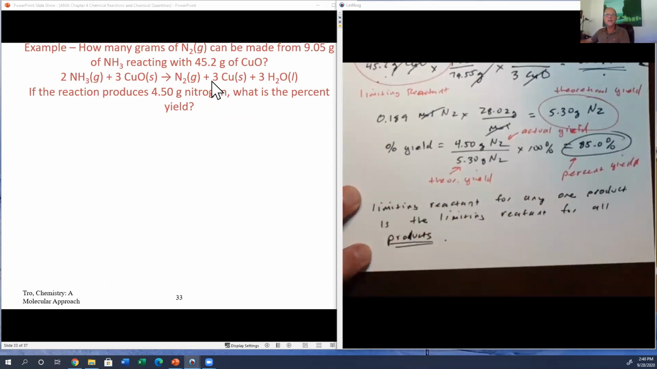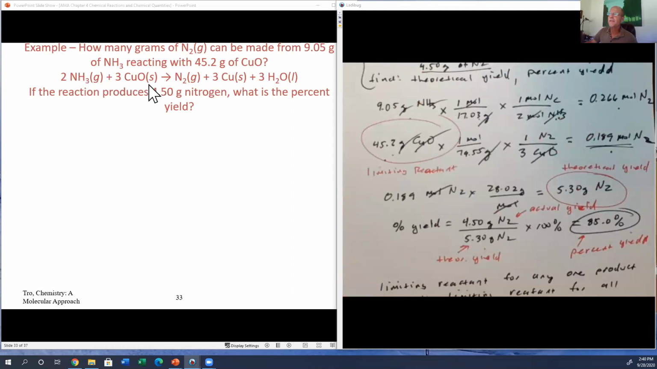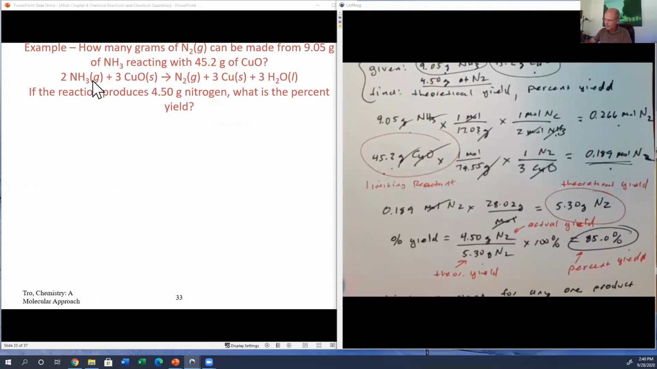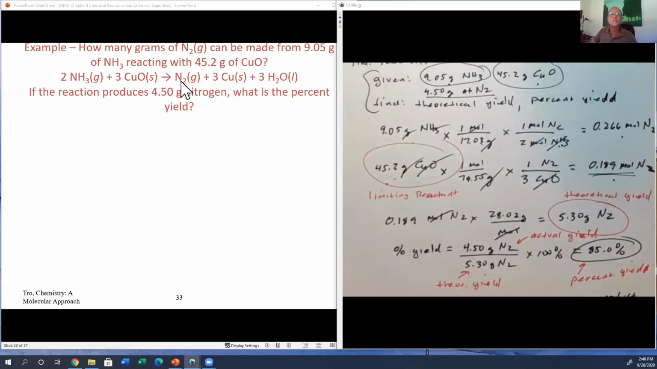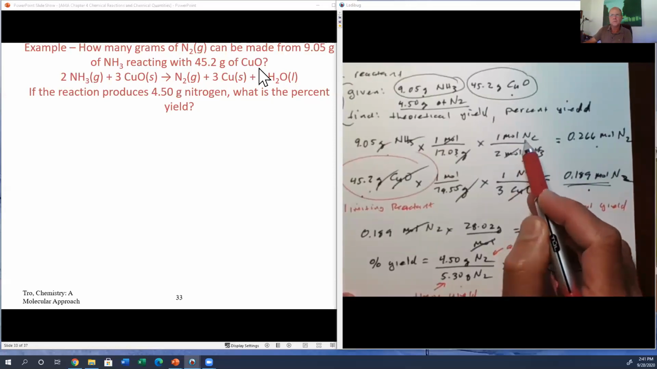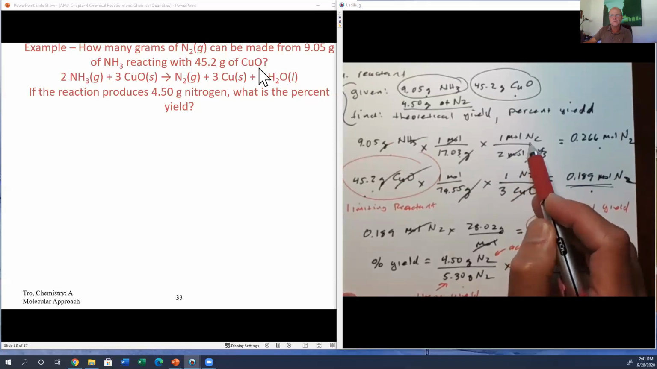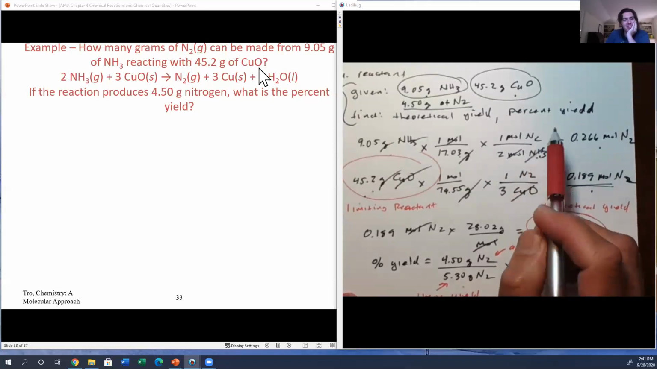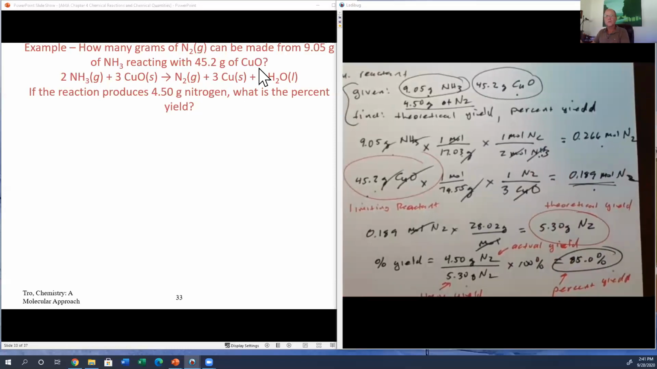Okay, that's always going to be the case. Because if the amount of copper oxide limits how much nitrogen I can make, as we found here, it's also going to limit how much copper I can make and how much water I can make. The theoretical yield depends on which of these products you pick, and that just depends on what you're doing. In this case, the problem was asking for nitrogen. But it could easily have asked for water, in which case, instead of converting to nitrogen here, what would you do? Convert to water. Correct, you would just convert to water. Okay, good question.